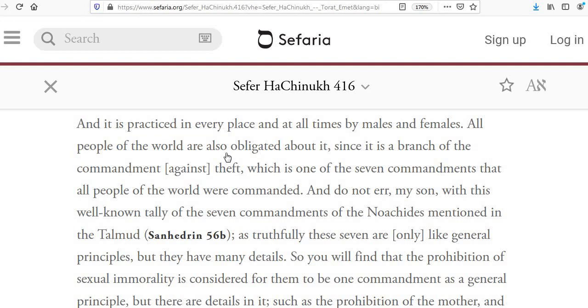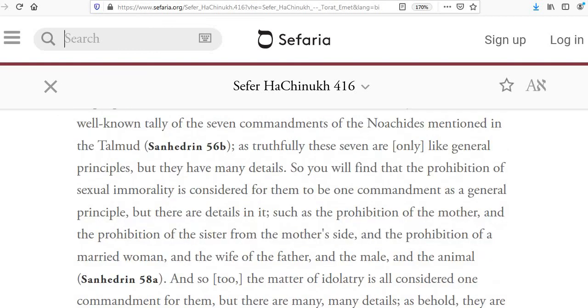All people of the world are also obligated about it, since it is a branch of the commandment against theft, which is one of the 7 commandments that all of the people of the world were commanded. And do not err, my son, with this well-known tally of the 7 commandments of the Noahides, mentioned in the Talmud, Sanhedrin 56b, as truthfully these 7 are only like general principles, but they have many details.